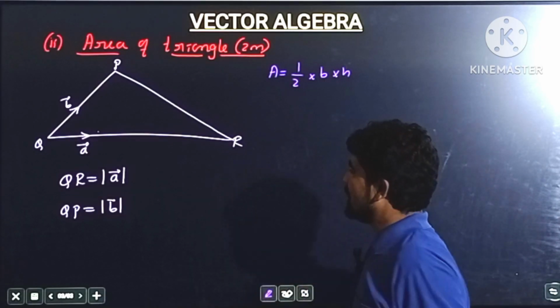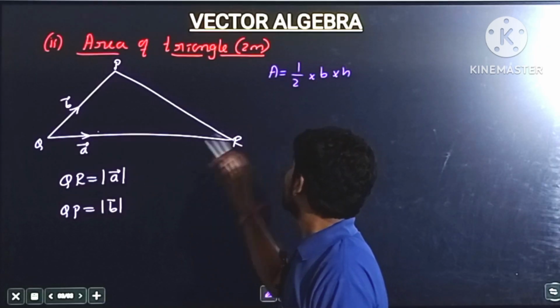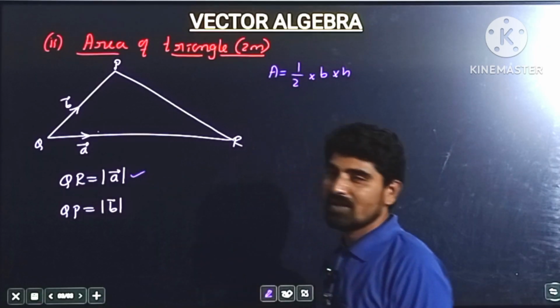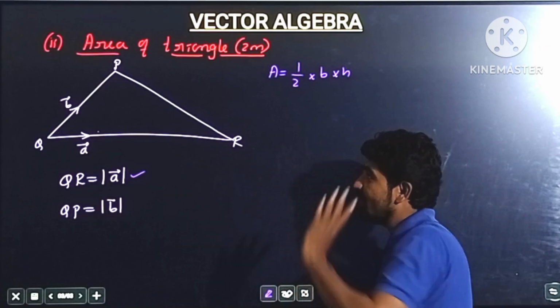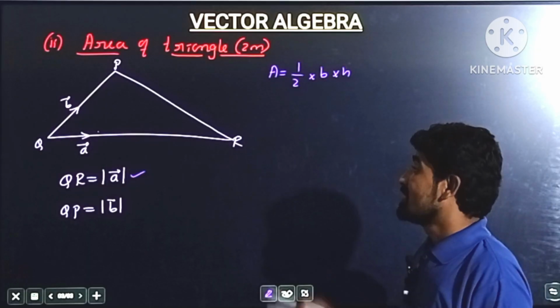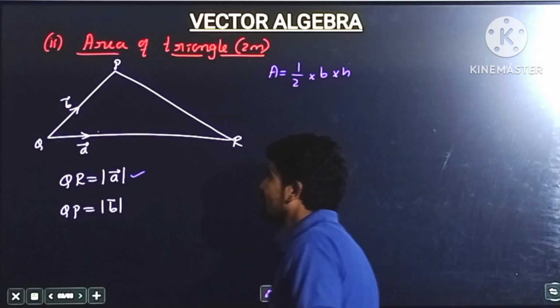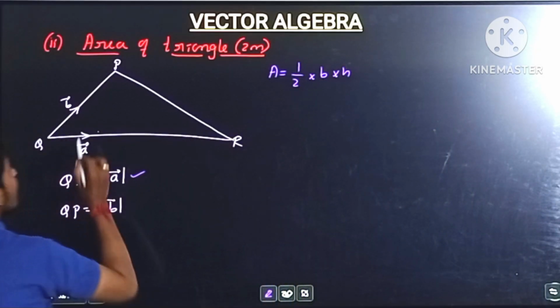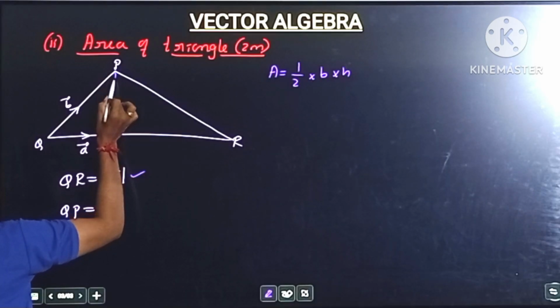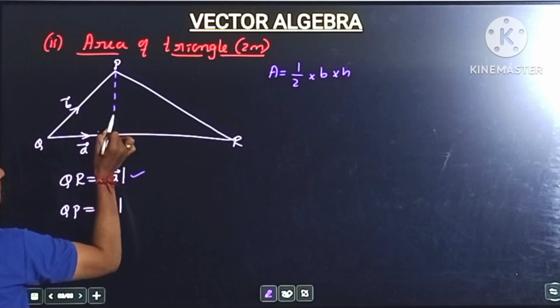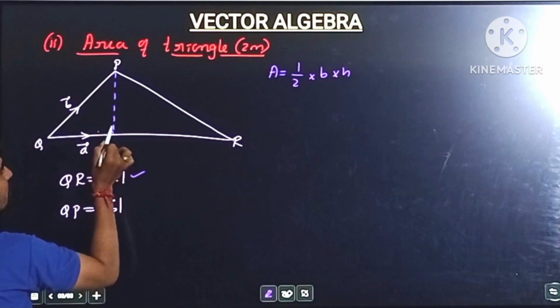So in this triangle PQR, we already know that the base of the triangle is equal to magnitude of a vector. But here we need to find the height of the triangle. So to calculate the height of the triangle PQR, I am going to draw a perpendicular line from the vertex P to the base of the triangle QR.